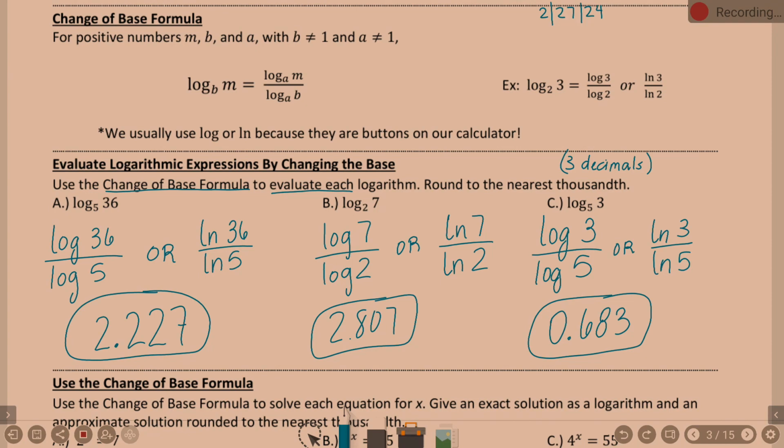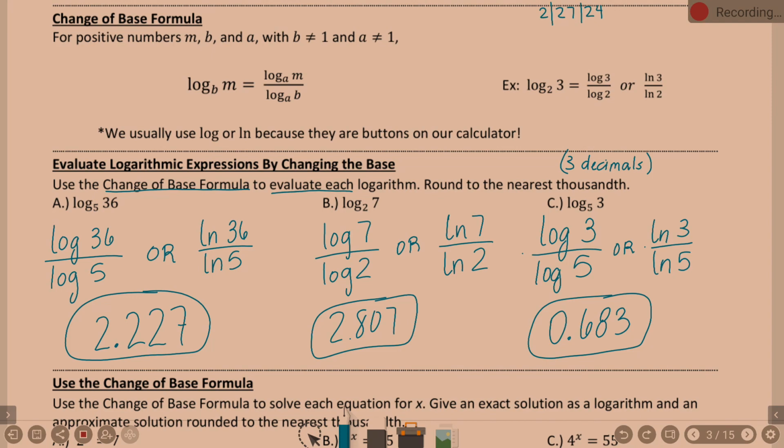I know a few of you have the fancy buttons that can change a log base on your calculators. If you try it, you're going to get the same answer. But for that reason, when it comes to test time and it says you must show your work, change of base formula, either this or this is your work. Easy one. All I'm going to say is you have to remember how to do it.